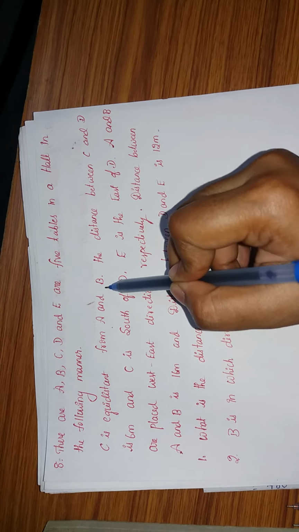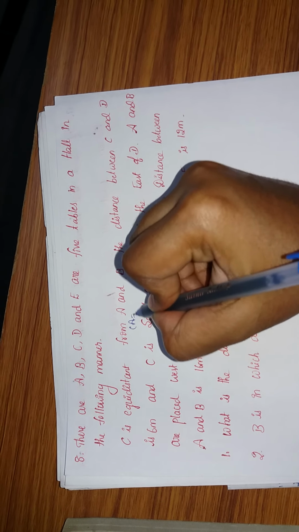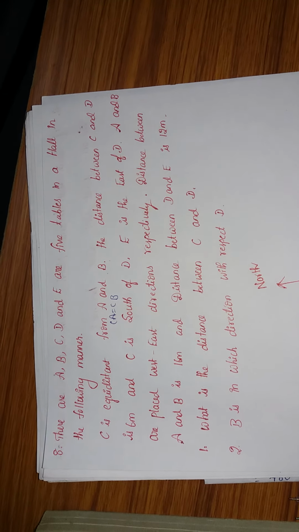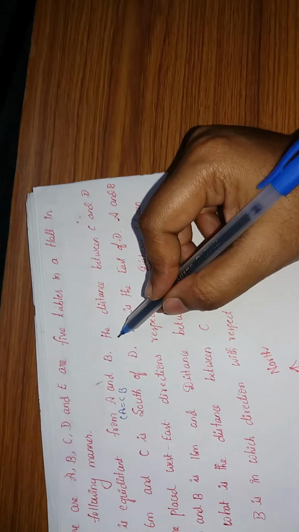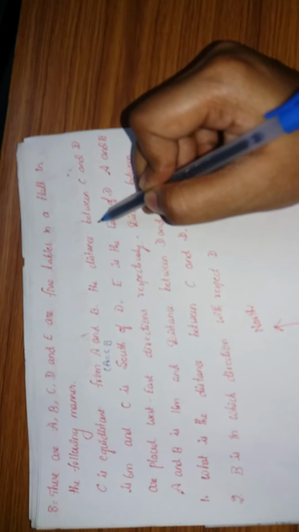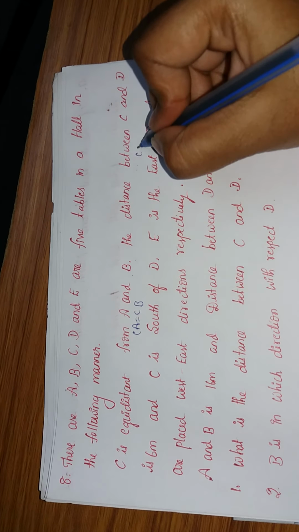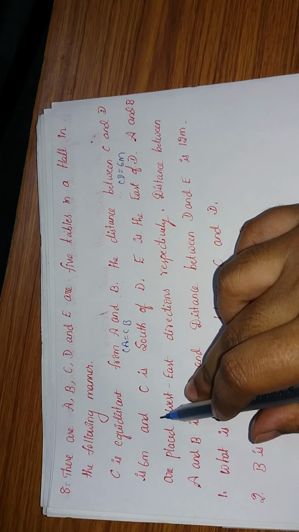C is equidistant from A and B. So from this point CA equals CB, and we don't know where A is located, where B is located, or where C is located. So let us move to another point. The distance between C and D is 6 meters. We don't know where C and D are. Let us leave that point.